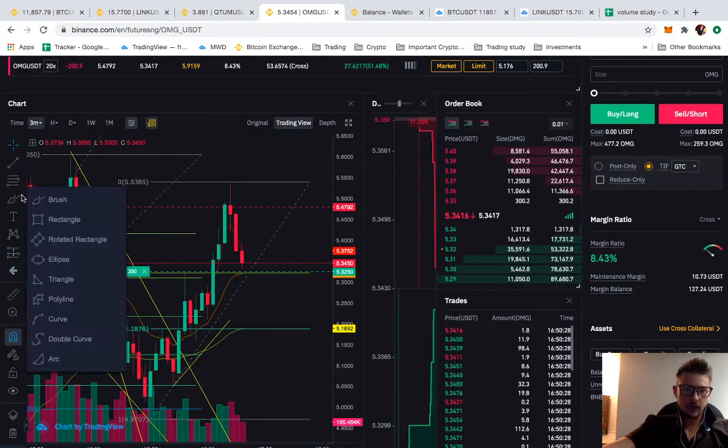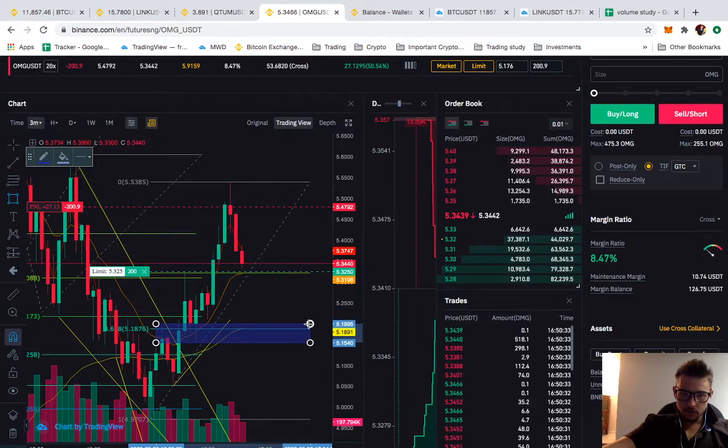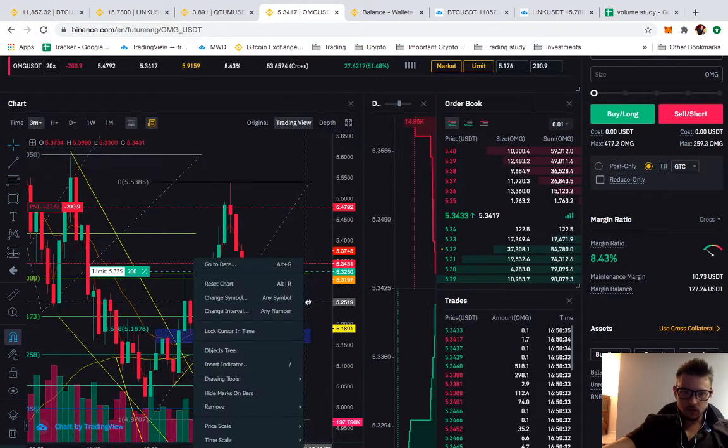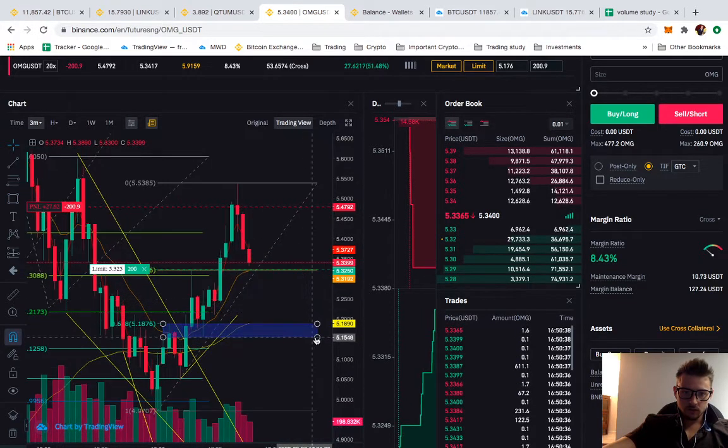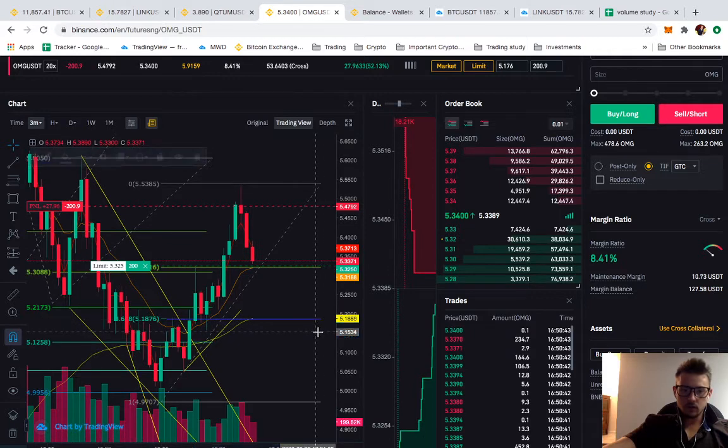Sorry for the chart here. It's getting all laggy. It doesn't like the video OBS. I'm going to use a different computer. This is a Mac, so it's not made for it, you know?